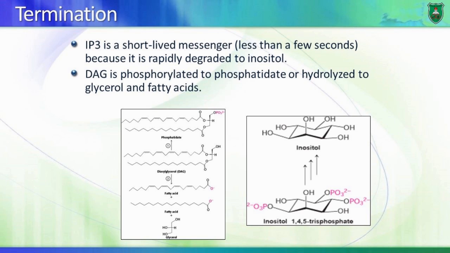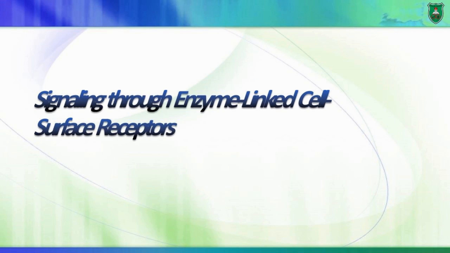Now, notice that all of the termination signals are enzymatic, so termination is quick. So these are G proteins. We covered G alpha subunits, and we covered Gq subunits.